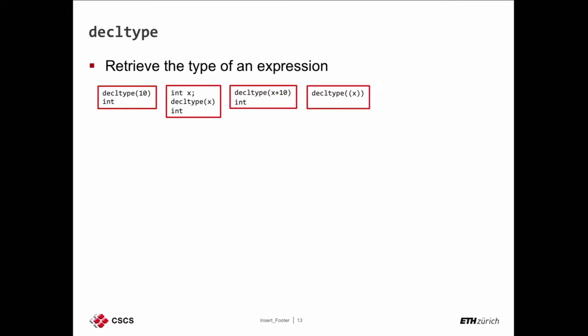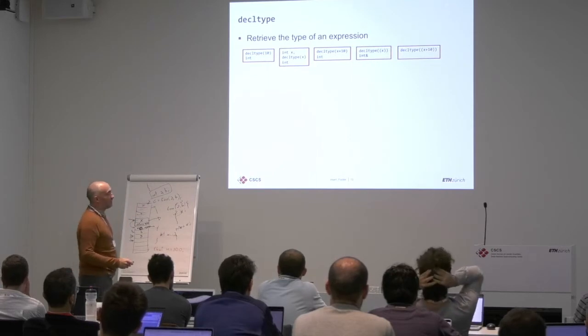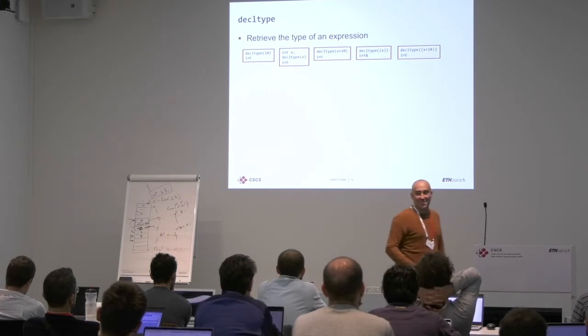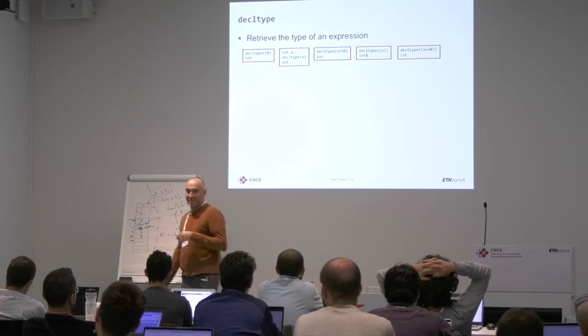Decltype of (x), that's tricky, is an int reference. Yeah, well, you need to accept the fact of life. This is an expression which is evaluated and returns a reference to x. Decltype, but again, of (x plus 10) is still int. So it gets into your blood system after a while.